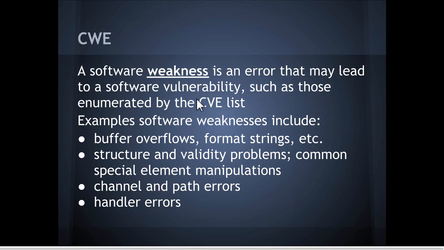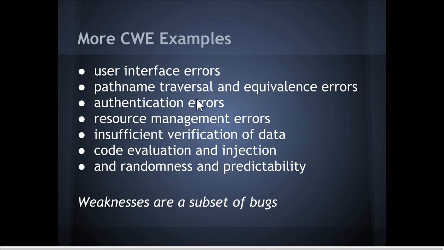Another very important one is the Common Weakness Enumeration. A software weakness, this is an important definition in the class as well, is an error that may lead to a software vulnerability, such as those enumerated by the Common Vulnerabilities and Exposures. Example weaknesses include buffer overflows, format string errors, integer overflows, exception handler errors, structure and validity problems, channel and path errors, path traversal errors. Actually, that may be a configuration. And yeah, these are more authentication errors, resource management errors. That's important for considering denial of service. If all your resources get taken up, you may not be able to serve your website anymore.